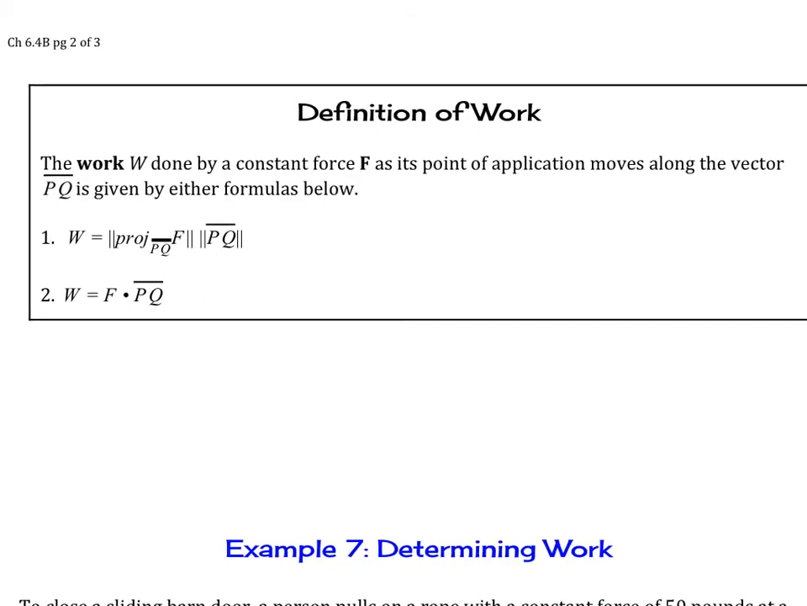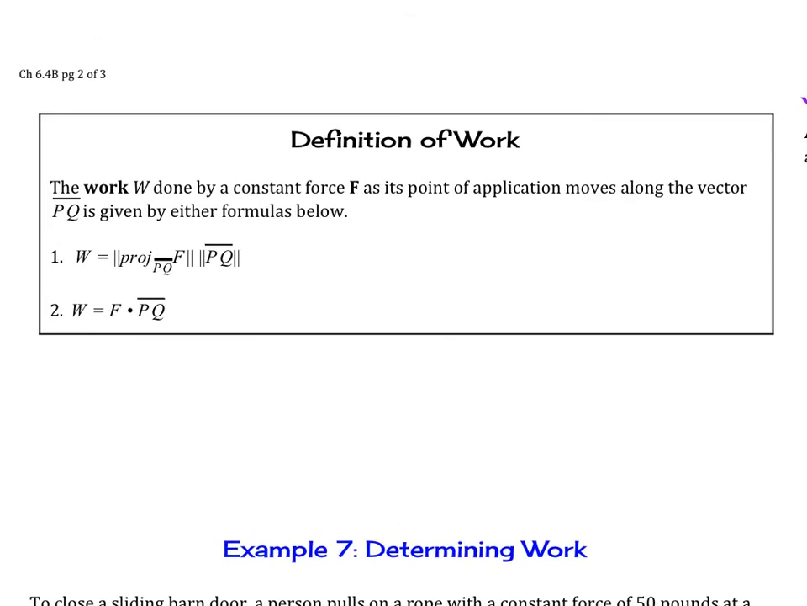So now let's look at our last word problem, the definition of work. The work done by a constant force F as its point of application moves along the vector PQ is given by either formula below. W is the projection of F onto PQ, times the magnitude of PQ. What else I want to add is that this is really just the cosine of theta times the force times PQ, and PQ is really just our distance here. Or W equals the force times PQ.